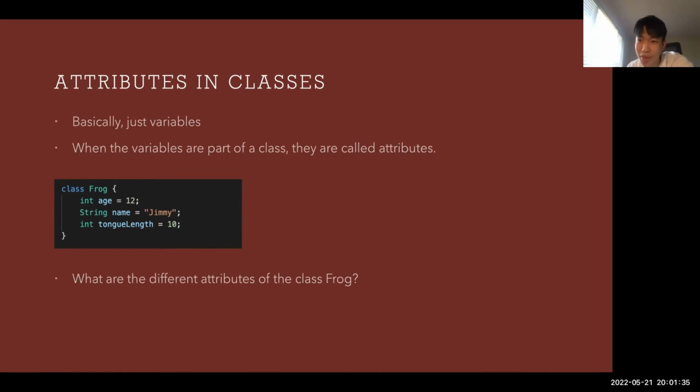If not, that's fine. It's pretty obvious in my opinion. We have an integer attribute age, and then the value is 12, and then the string attribute called name, and the value here is Jimmy. I don't know why I named the frog Jimmy. And the last one is tongue length, which is just 10. Okay, so it's pretty simple.